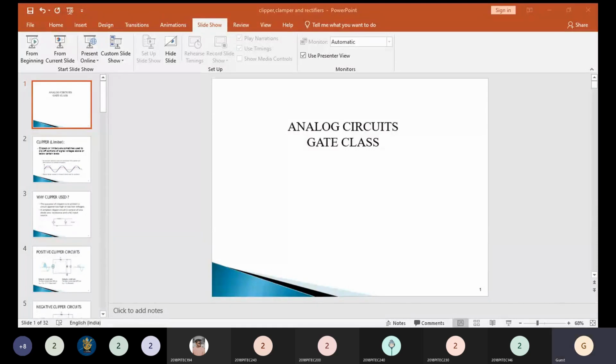Okay, next is the clamper. What is meant by a clamper? It means shifting. What is meant by a clipper?